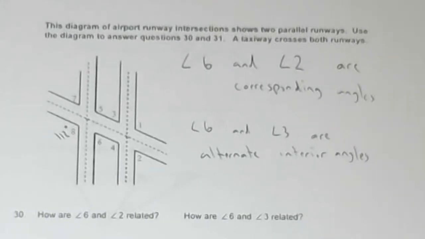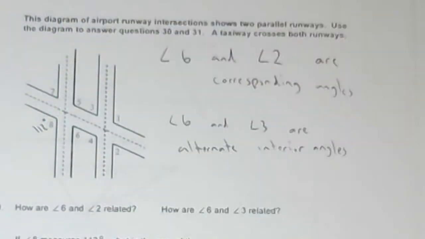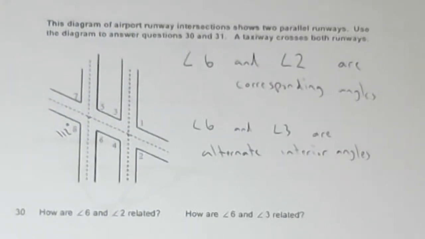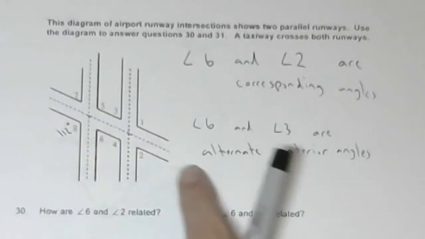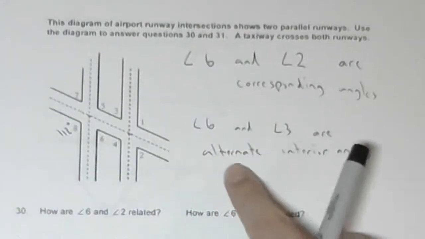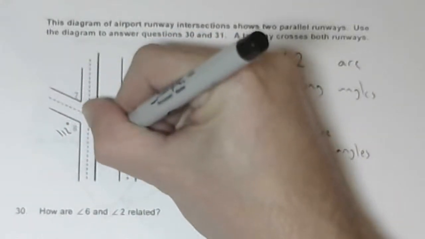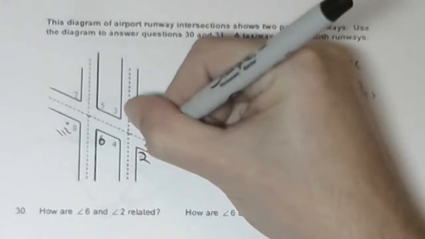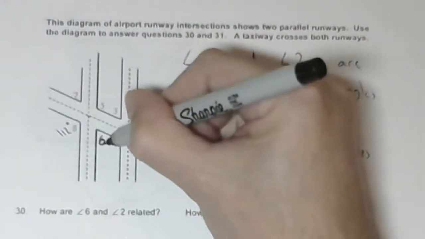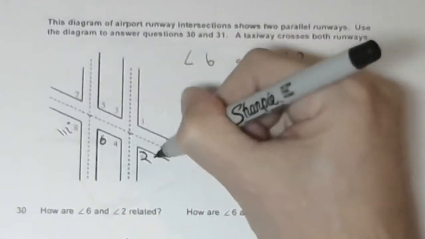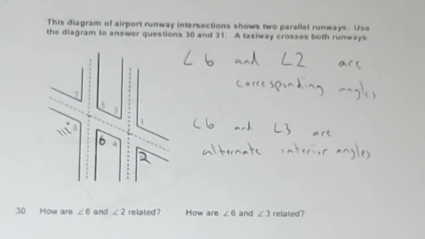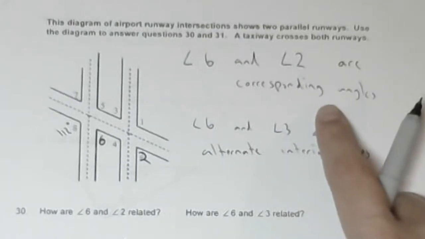The diagram of an airport runway intersection shows 2 parallel runways. These two. This crosses both runways. So you have 2 parallel lines and a transversal. How are 6 and 2 related? Here's 6. Here's 2. They're both what I like to call bottom right. So they're corresponding, and they're equal.